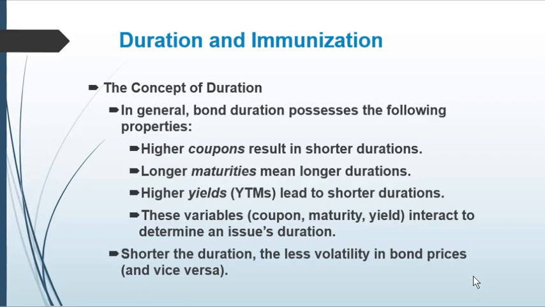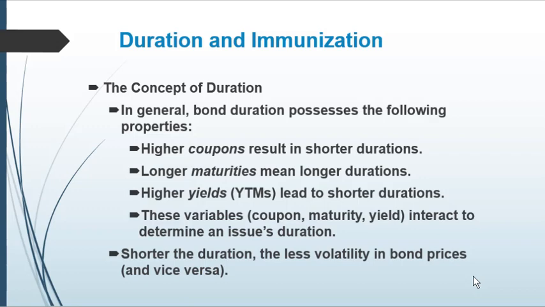Higher coupon bonds have shorter durations. So that means they are less sensitive to changes in interest rates than lower coupon bonds. Longer maturities have longer durations. They're more sensitive to price changes. Bonds with high yield to maturities are going to have shorter durations. So the higher the return, the shorter the duration, the less sensitive the bond is to interest rate changes.